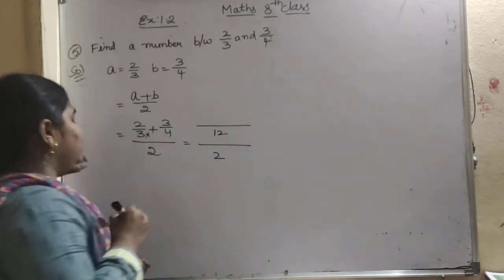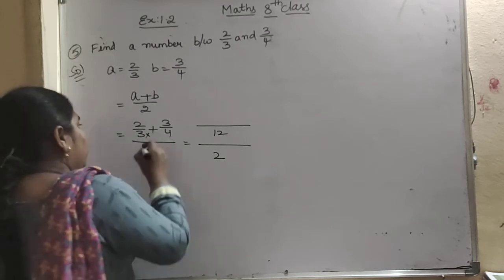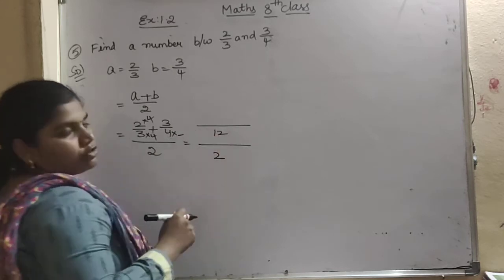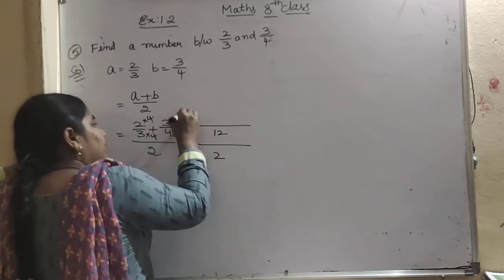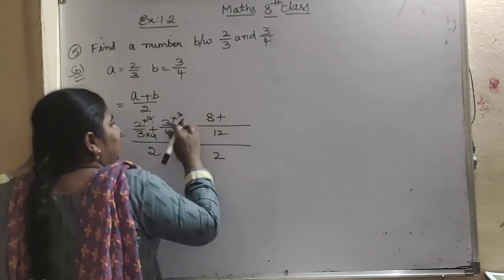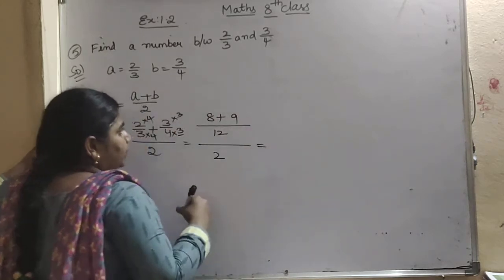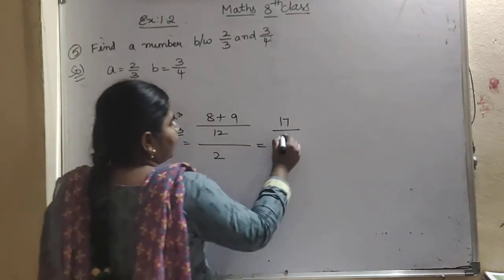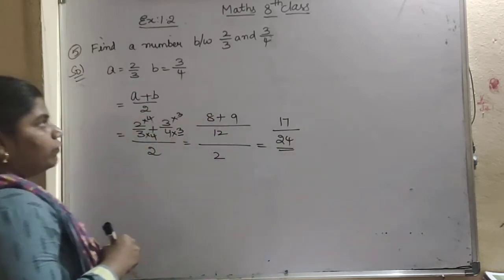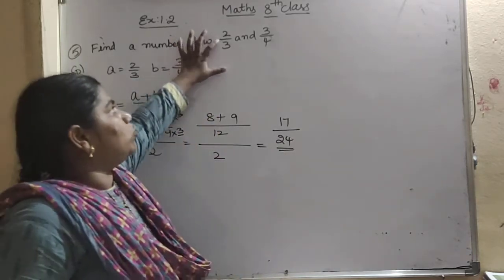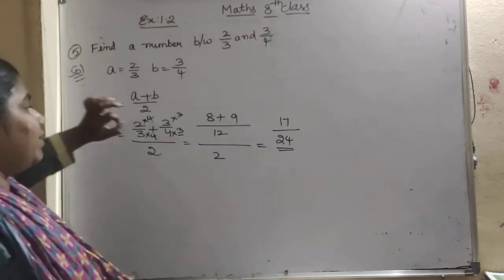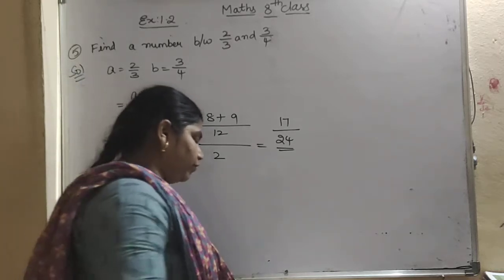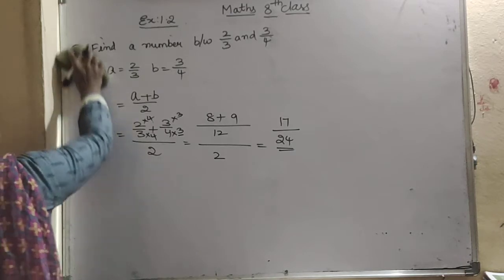So for 3, how many times you will multiply to get 12? So that is 4 times, into 4. For 4, how many times you have to multiply to get 12? That is 3 times, into 3. 2 4s is 8 plus 3 3s is 9. So how much you will get? 8 plus 9 is 17 by 12 2s will be 24. So this 17 by 24 is a middlest rational number for 2 by 3 and 3 by 4. Okay, that is a rational number, middlest rational number for 2 by 3 and 3 by 4. So this is our 5th question. Next is 6th one.